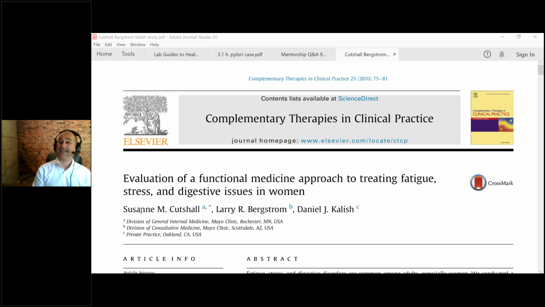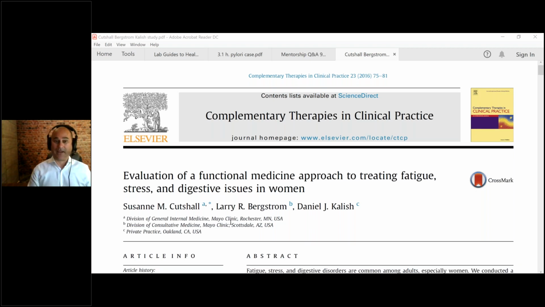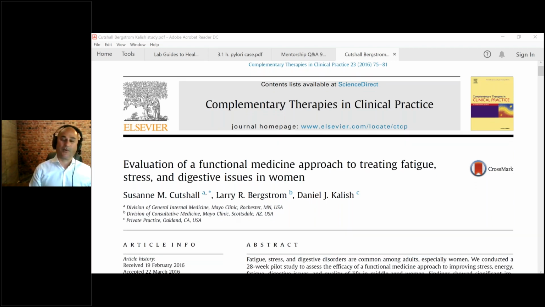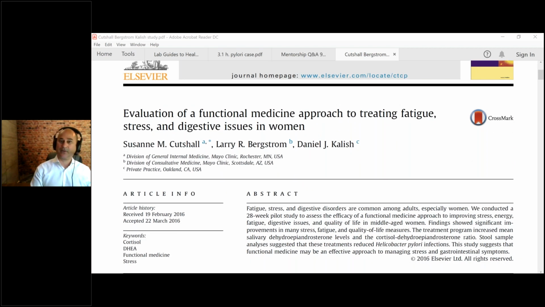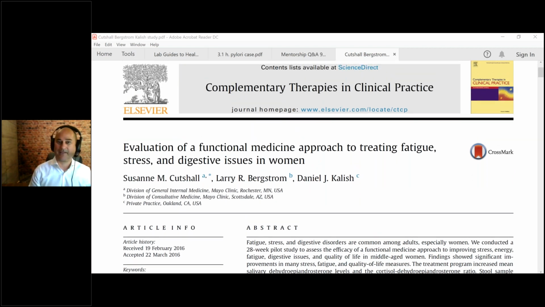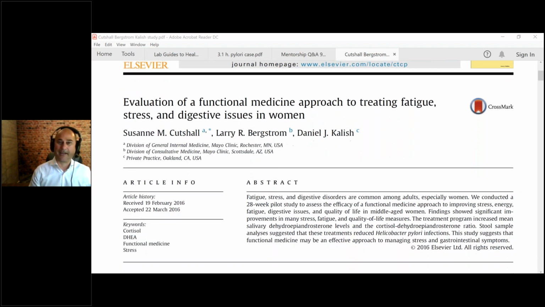We bonded, we connected, and they went through the program. Sue Cutshall is at Mayo Clinic in Rochester. Larry Bergstrom is the director of the Integrative Medicine Clinic at Mayo in Scottsdale, Arizona, and Larry took the class twice, which is kind of cool. A few years go by and they say, hey, we're Mayo Clinic, we do research. I'm like, hey, I'm Dan Kalish. I treat patients for H. pylori and gut problems.